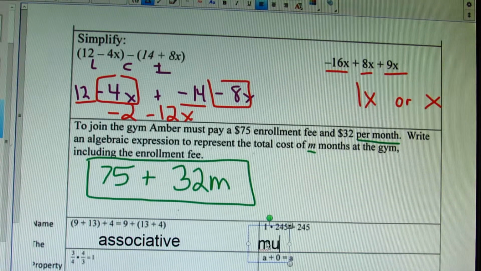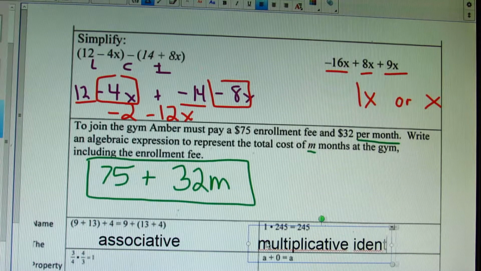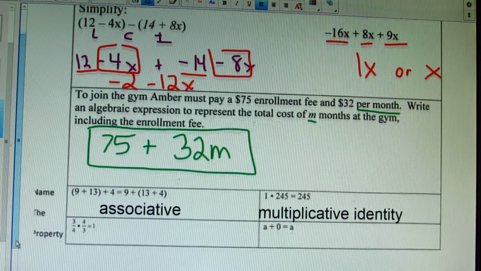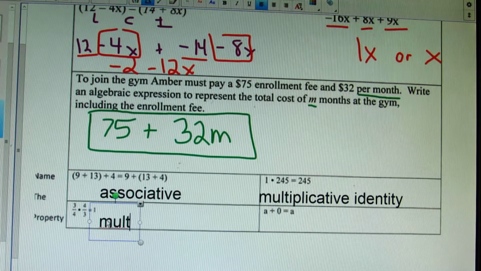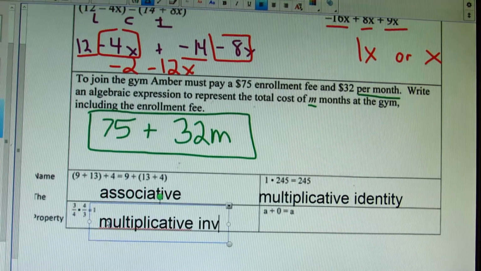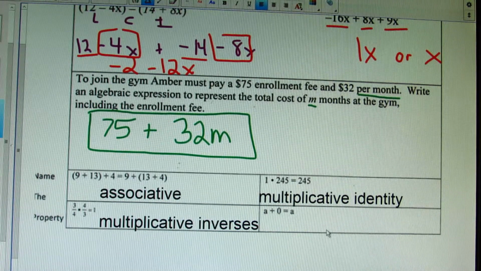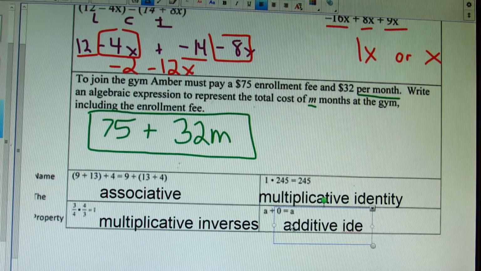That is the multiplicative identity. 3/4 times 4/3 equals 1. Well, 3/4 and 4/3 are reciprocals of each other, also known as multiplicative inverses. And this one, a plus 0 is a. Again, a stays the same. That's an identity. And because I'm adding, that's the additive identity.